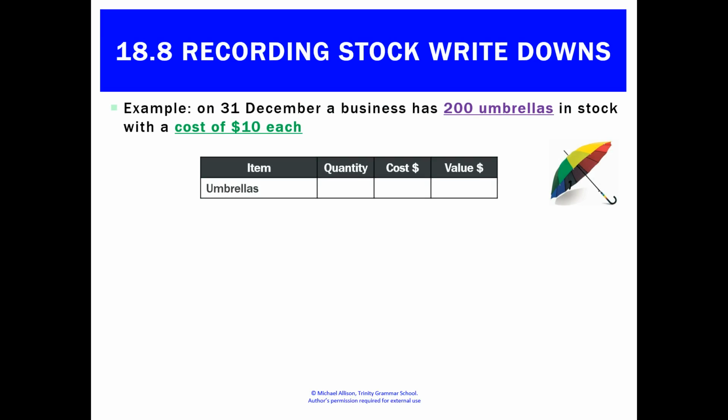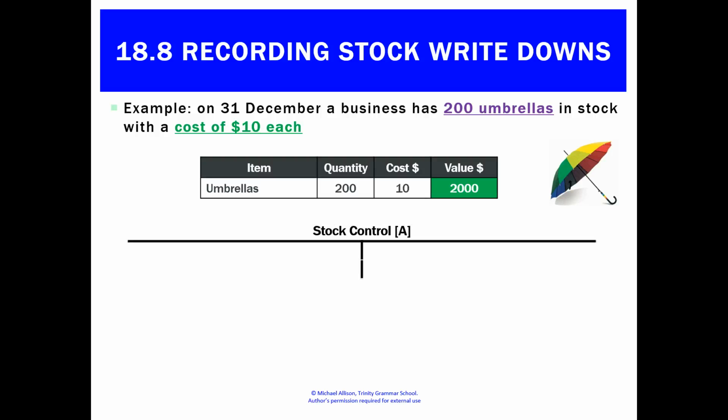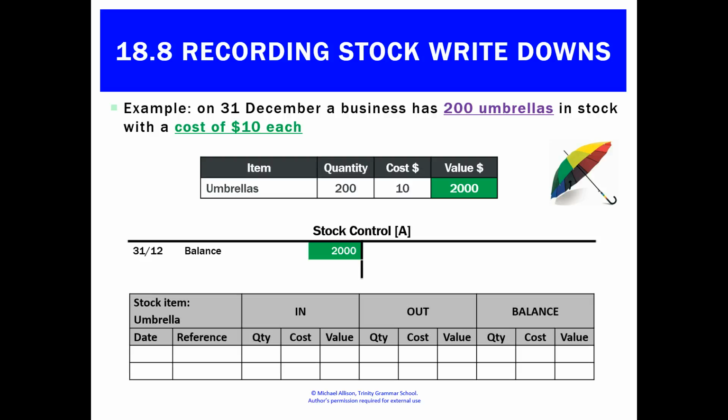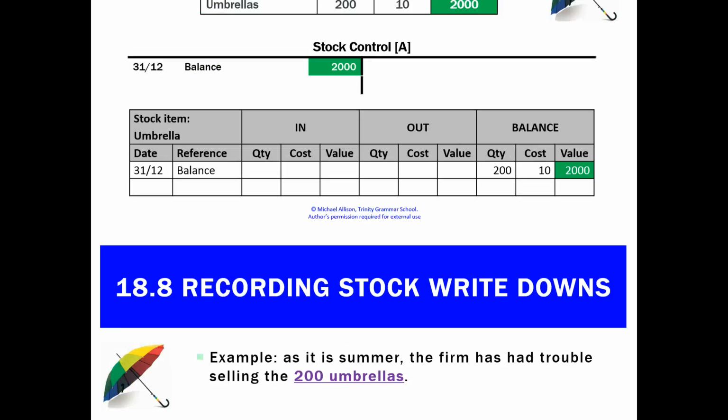So let's have a look at an extended example here. Let's say we've got 200 umbrellas in the middle of December, so it's going to be hard to sell them because it's summer. They cost $10 each. So I've got 200 at $10, that's a total of 2,000. I'm going to have a stock control ledger with $2,000 in it. Now, the stock card would say balance, 200 units at $10 each, which is $2,000.